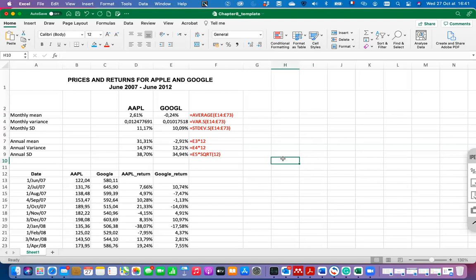Now, this is your first step. You have to characterize each one of the individual stocks that you will use afterwards for your portfolio management, or to build your portfolio. Now, your second step, as I told you, is to compute the covariance and the correlation to see how these two stocks will interact with each other.